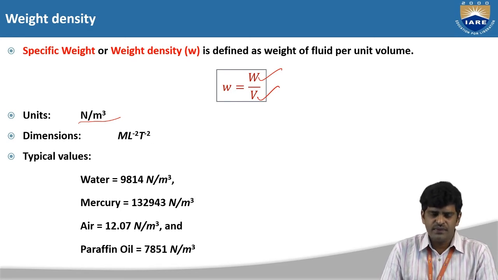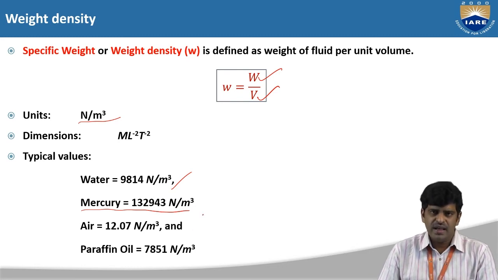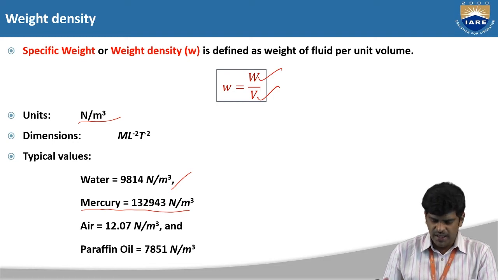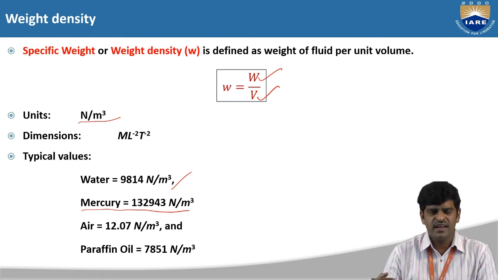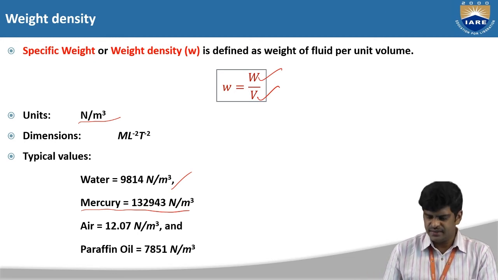Then the values required for the analysis are: water 9814 Newton per meter cube, mercury 1,32,943 Newton per meter cube, air 12.07 Newton per meter cube, and oil 7851 Newton per meter cube. It is suggested again that, in the case of mass density as well as weight density, the standard liquid we take is pure distilled water. Those values should be remembered at each and every step where we solve problems.